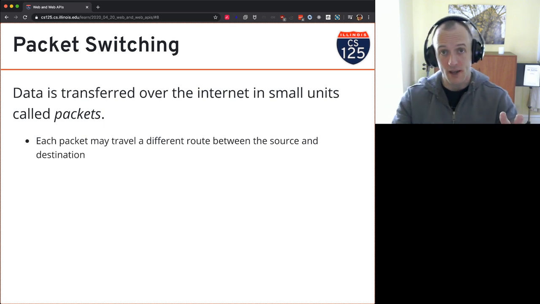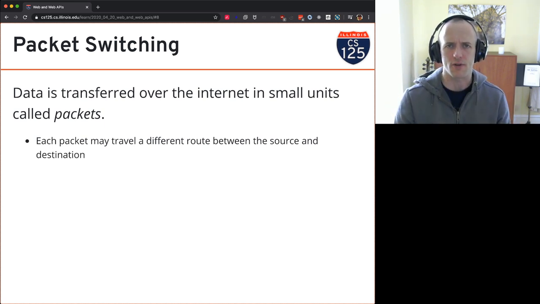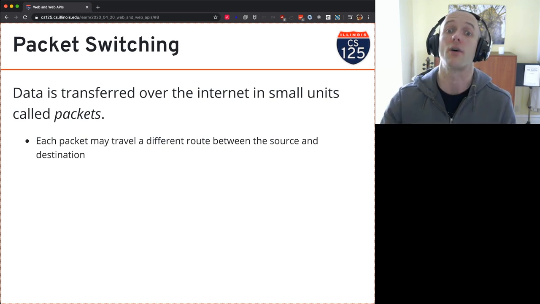Remember, we looked at that map of the internet. It's like taking two different routes across the highway, right? Let's say you have a big shipment that you want to get somewhere. It's too big for one truck, so you put in a bunch of trucks. You pay the drivers. They may take different routes across the United States. All that matters is they all get to the same place.